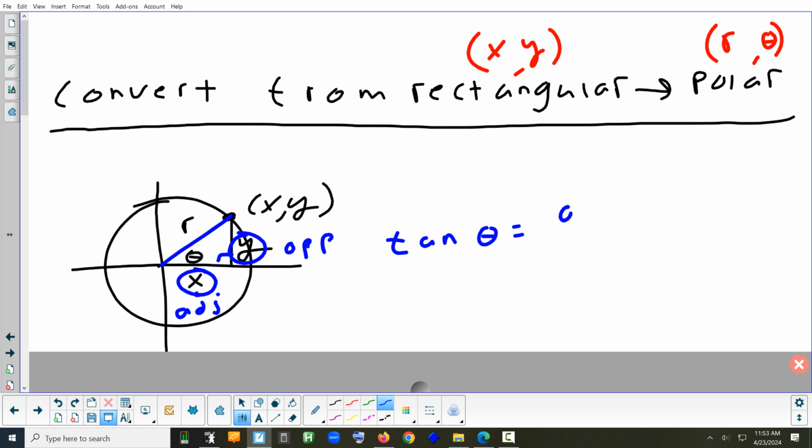Now the tangent would be opposite over adjacent. But you don't want to have tangent. You want to get rid of the tangent, so this is by itself. So how do you get rid of the tangent on each side? Nope, not cotangent. No, I said arctangent. Arctangent or inverse tangent. Okay, I'll write that down nicely on the next page. But that's the idea where the formulas are going to come from. Inverse tangent and Pythagorean theorem.